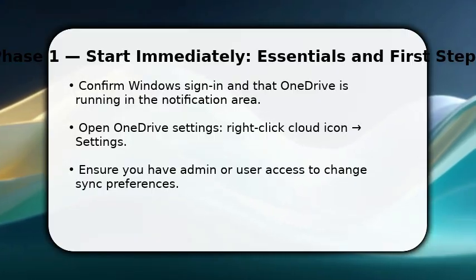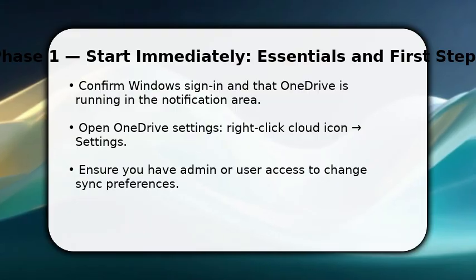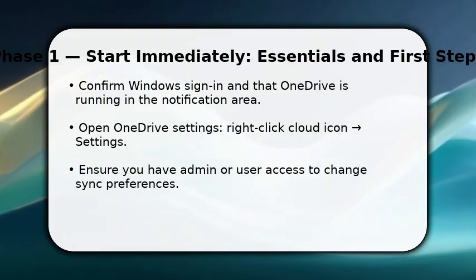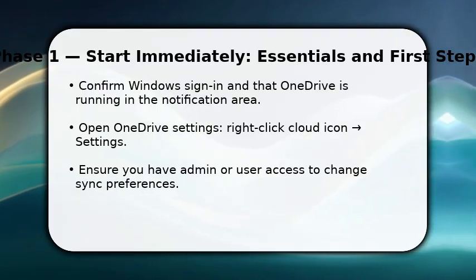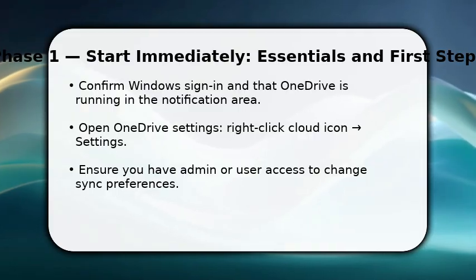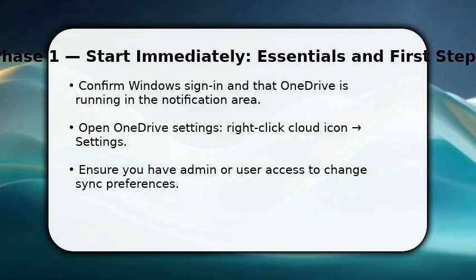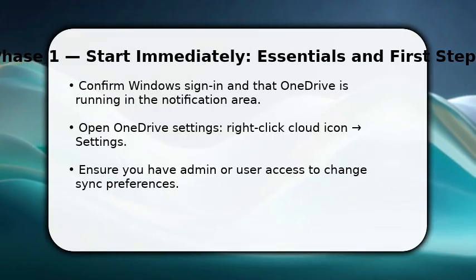You start by opening OneDrive immediately. Right-click the cloud icon in the taskbar and choose Settings. You need to check you're signed into the correct account and make sure OneDrive is actually running. Once done, navigate straight to the Account and Backup tabs. These are where sync decisions live.